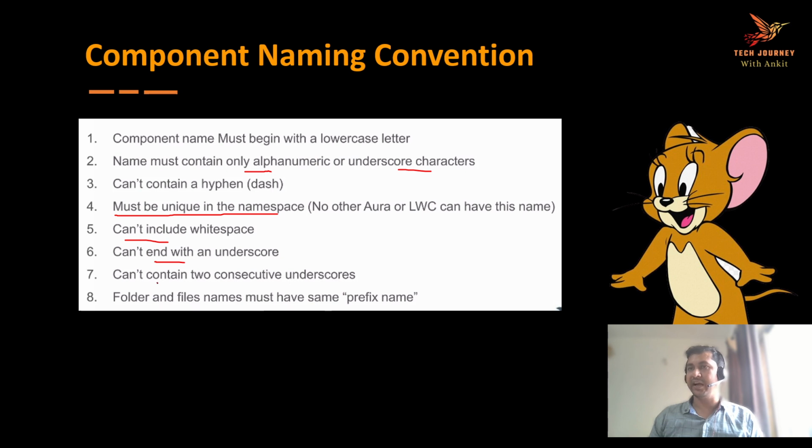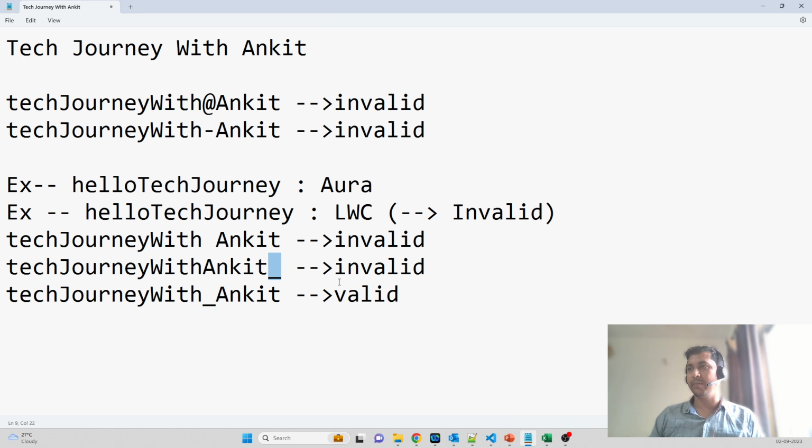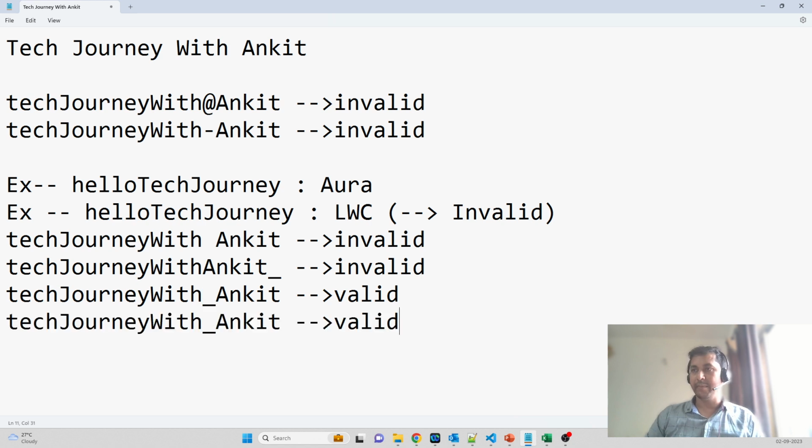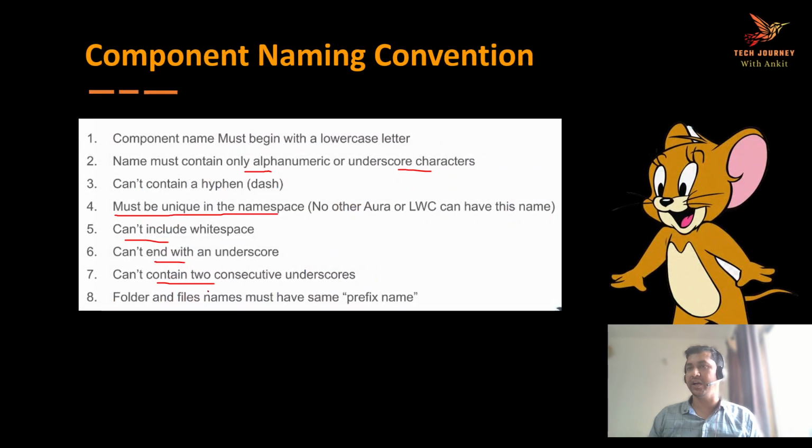The next point says that a name can't contain two consecutive underscores as well. Your component name cannot contain two consecutive underscores. If I am putting one underscore, again it's a valid name, but if I am putting two consecutive underscores, again this component is invalid. So your component can contain only one underscore here.